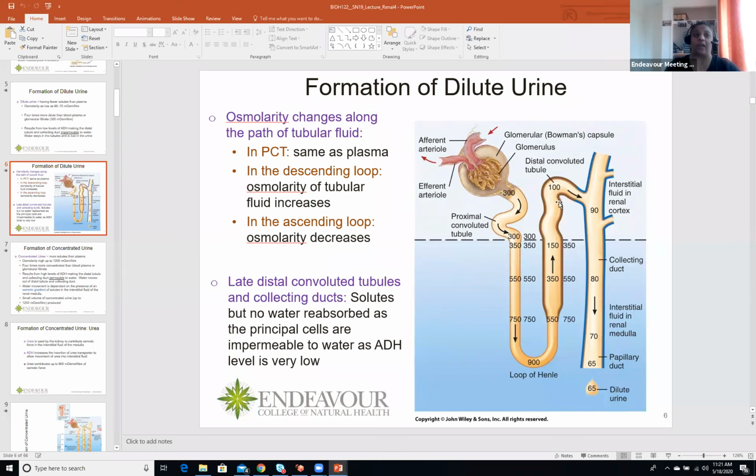Okay, so this process will continue even in the collecting duct. Same thing will happen. Even in the collecting duct, the walls of the collecting duct are impermeable to water. So water will remain in the collecting duct, and that water will then become part of the urine and will be excreted out of the body. So such a urine will have much more water compared to the solutes.